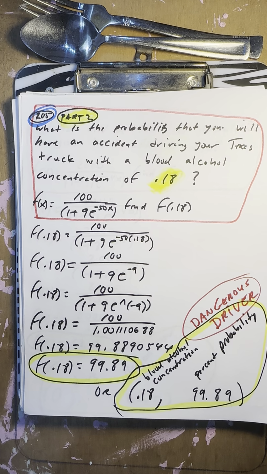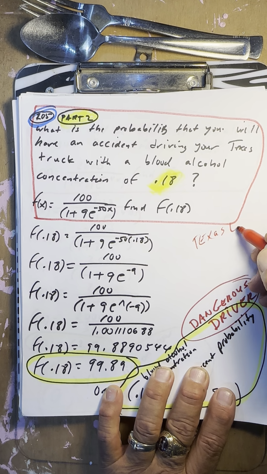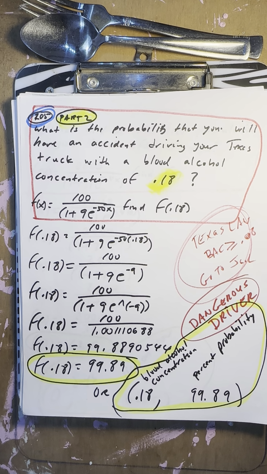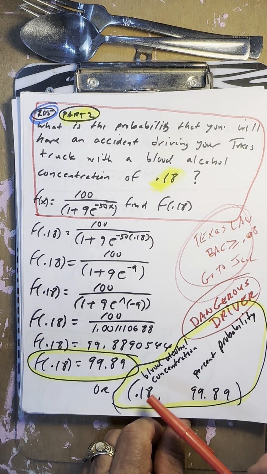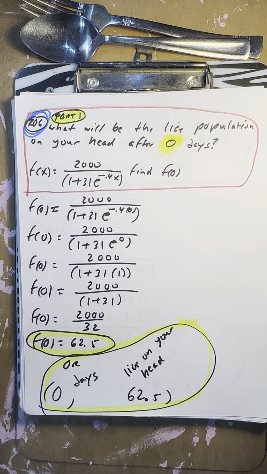Okay, and I'm going to tell you another thing. Let me write this down if I can. In Texas law, what does this say? If your blood alcohol is greater than or equal to 0.08, then what? Go to jail. Got it? If your blood alcohol is 0.08, go to jail. And this person obviously should be in jail. Dangerous hot. Dangerous driver. 0.18 of blood alcohol is way beyond 0.08. Look at that. Anyway, 0.08, go to jail.